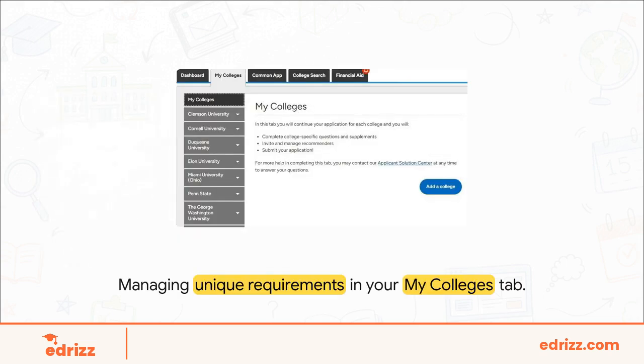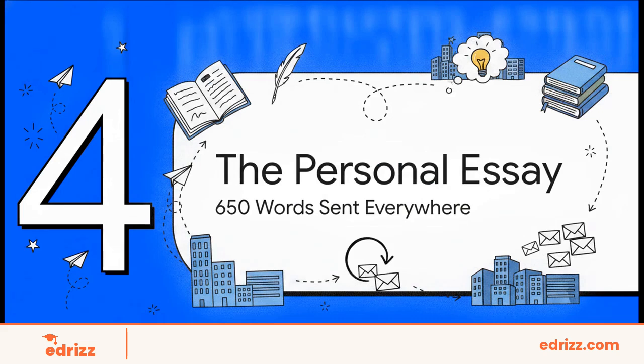And from that My Colleges tab, things get a bit more specific. See, while your core data goes to everyone, this tab is where you view the unique application requirements for each individual university. We're talking extra supplemental essays, maybe portfolio requirements, and specific rules for recommendation letters. Since every school does things a little bit differently, you really need to check this tab for every single college on your list. Which brings us to Section 4, mastering the personal essay.